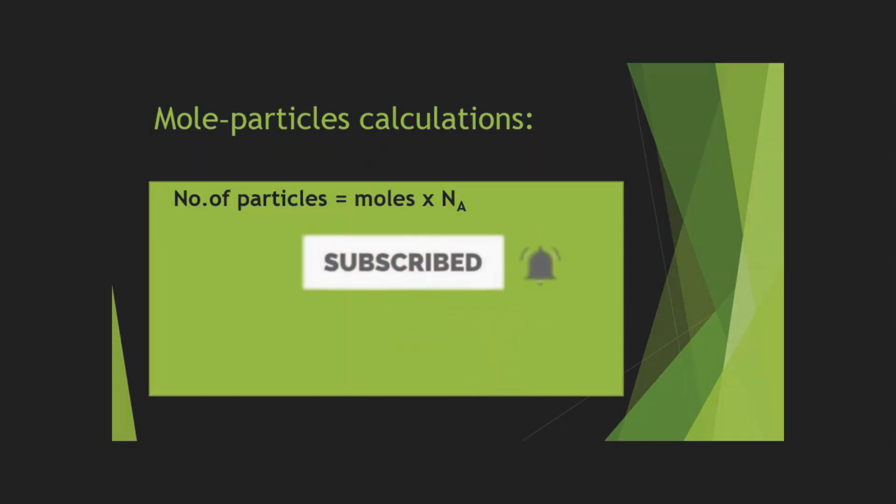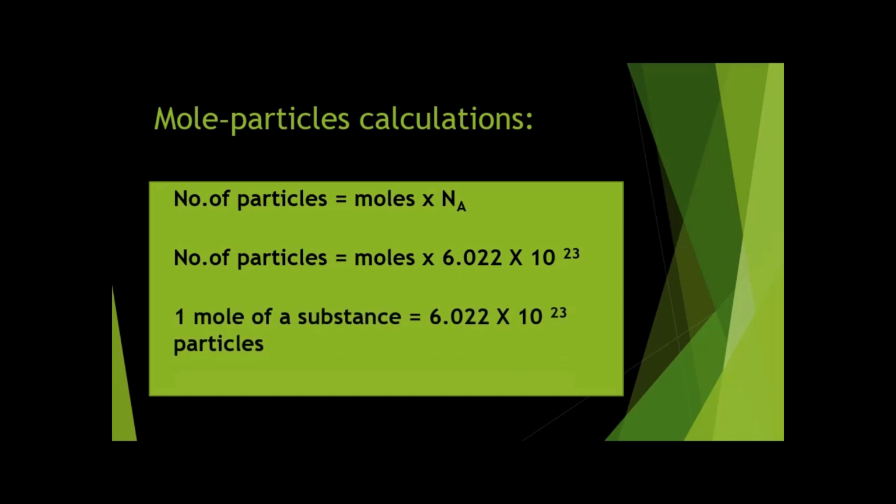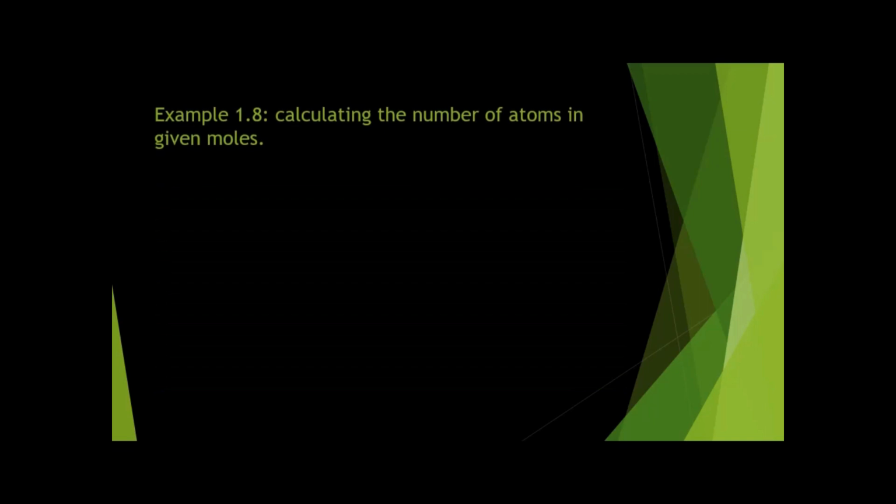If we put the value of Na in that formula, the formula becomes: number of particles is equal to moles into 6.022 × 10^23. And don't forget this important line: 1 mole of a substance is equal to 6.022 × 10^23 particles. Now, students, example 1.8, calculating the number of atoms in given moles. This means that we have to find the number of atoms while the number of moles is given to us.